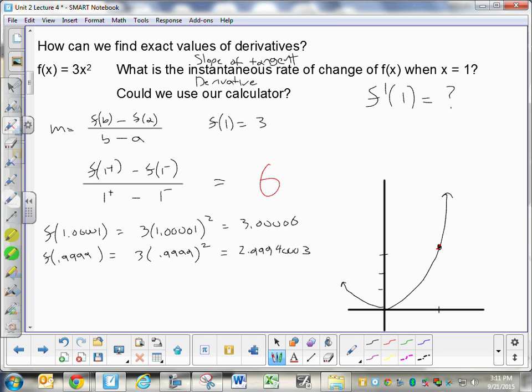Fantastic. We just took a derivative of a function. We found the instantaneous rate of change of this function at x equals 1. The function is increasing at a rate of 6 units per unit, 6 y units per x unit, right at the x value of 1. And we found f prime of 1, that is 6.